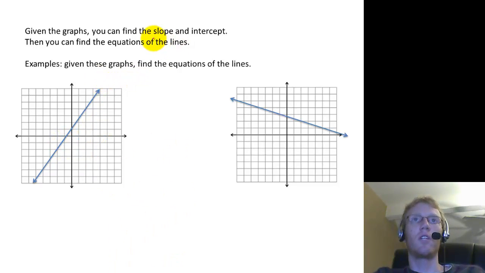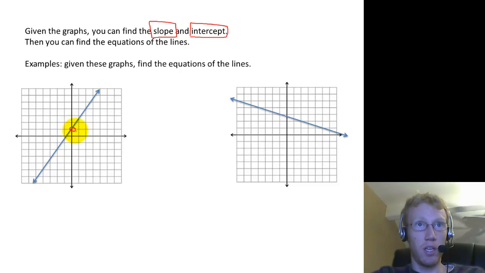So to get the equation in slope-intercept form, we have to find the two things, our slope and intercept, which are easy to get from a graph. So let's try the first one. I can see the intercept is right here, so I can see that b equals 1 for this graph.